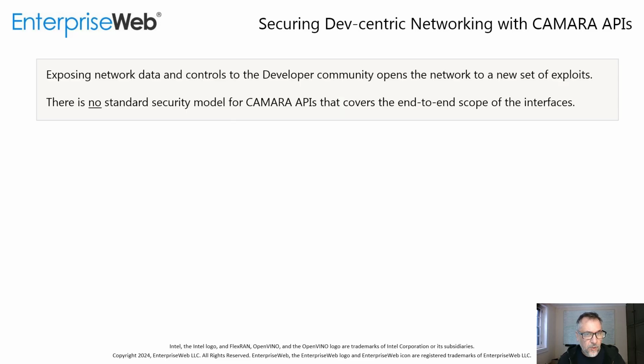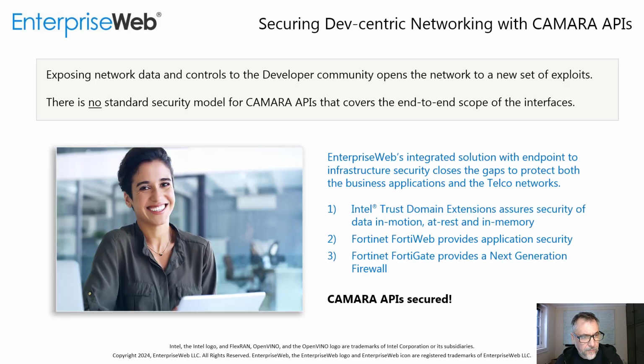Exposing network data and controls to the developer community opens the network to a new set of exploits. There is no standard security model for CAMARA APIs either. There's no security standard that covers the end-to-end scope of the interfaces. So in this demo, you're going to see the EnterpriseWeb integrated solution with endpoint to infrastructure security closes the gaps to protect both the business applications and the telco networks.